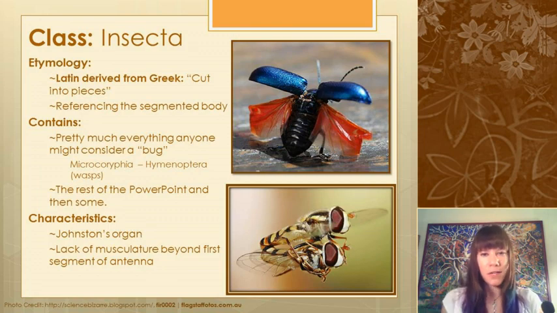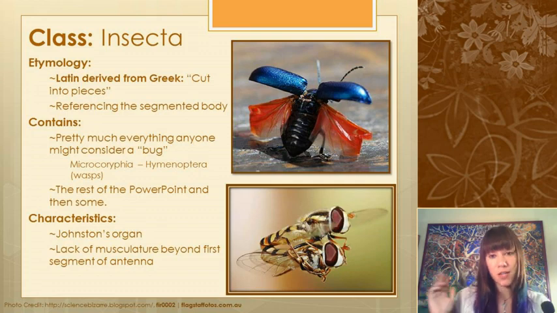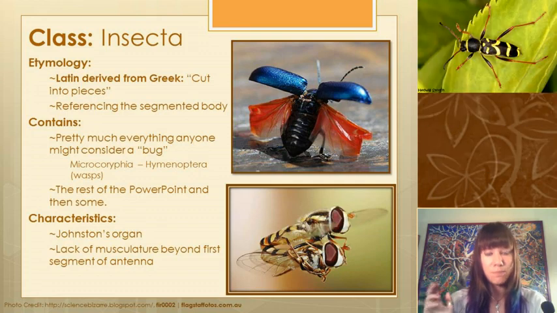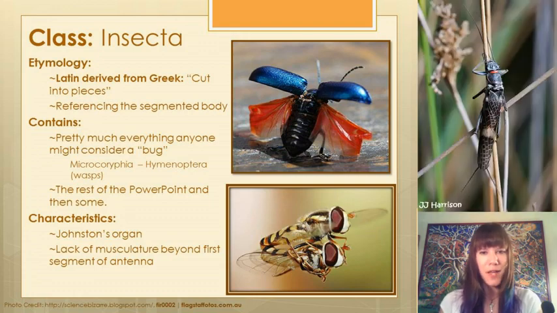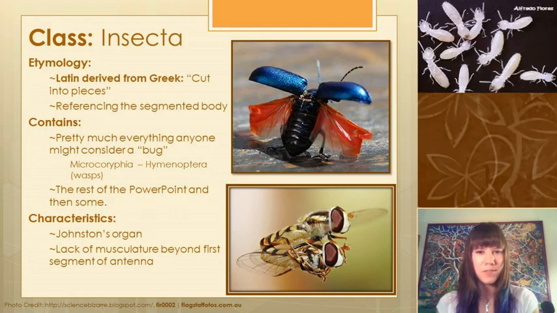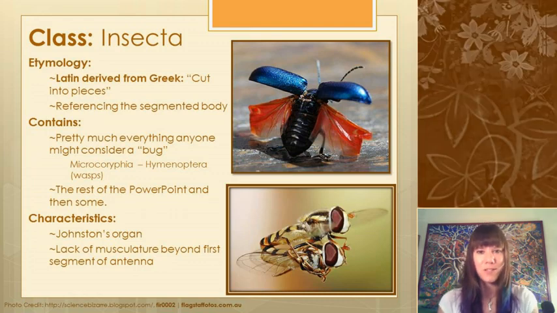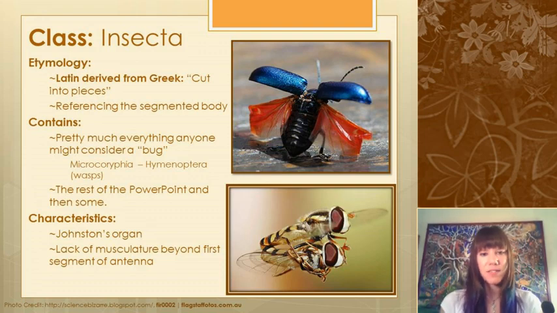Insecta comes from this Latin Greek hodgepodge of languages that just means cut into pieces, and it's referring to the segmented body. Insecta contains everything else from here on out, everything that we're going to talk about. And so we're going to start with the really basal insects like your Microcoryphea and Thysanura, and then go up through all of your other groups like your dragonflies and mayflies and cicadas and beetles and flies and wasps and butterflies and caddisflies and stoneflies and mantises and cockroaches and termites and all these other lovely things that you're so excited to learn about.